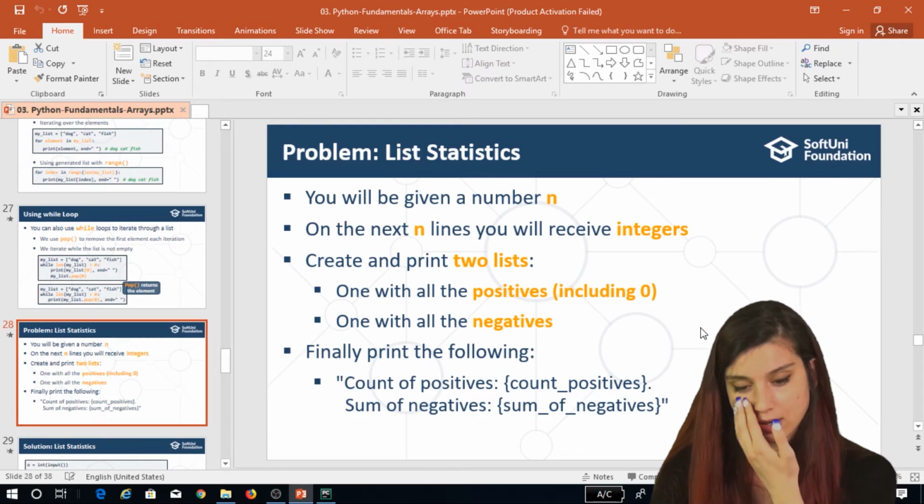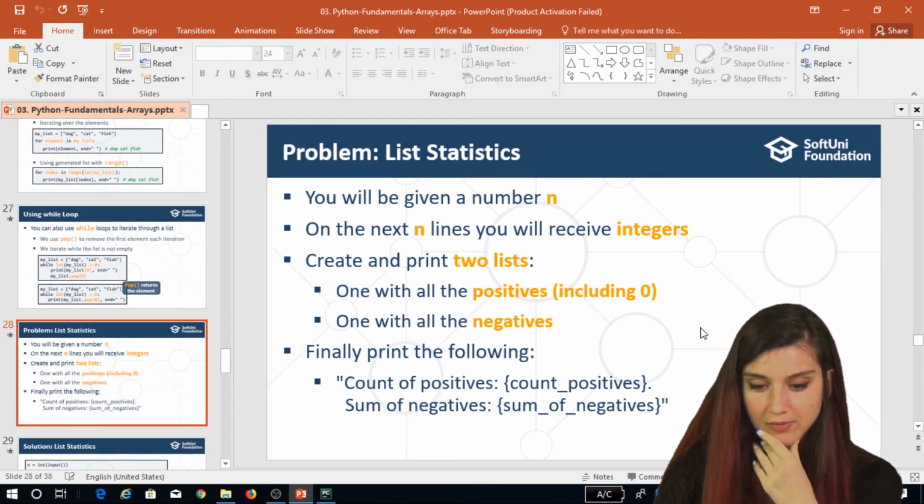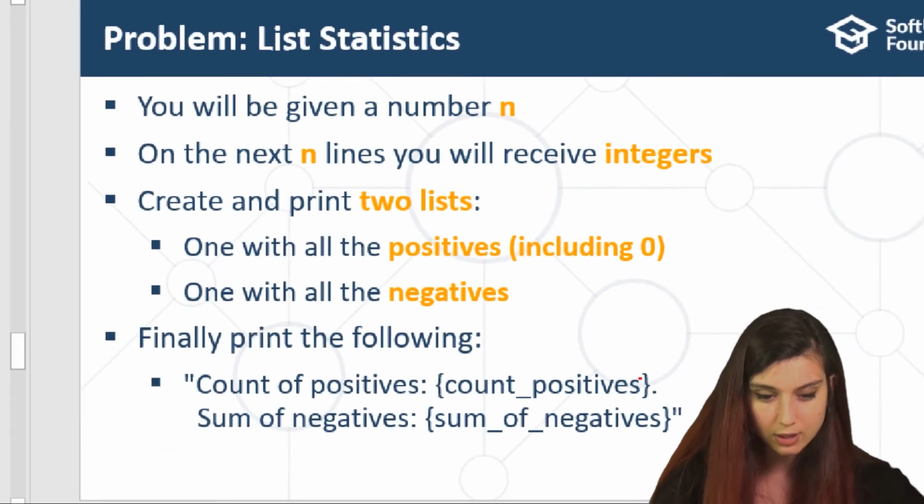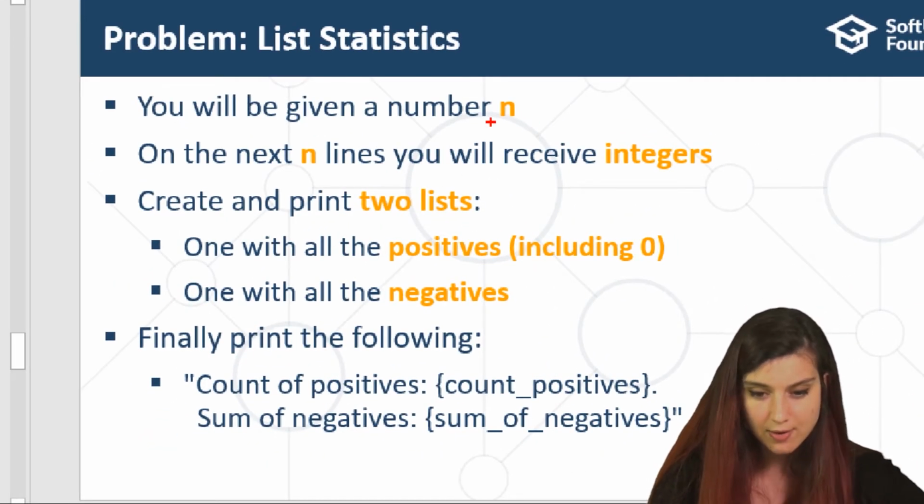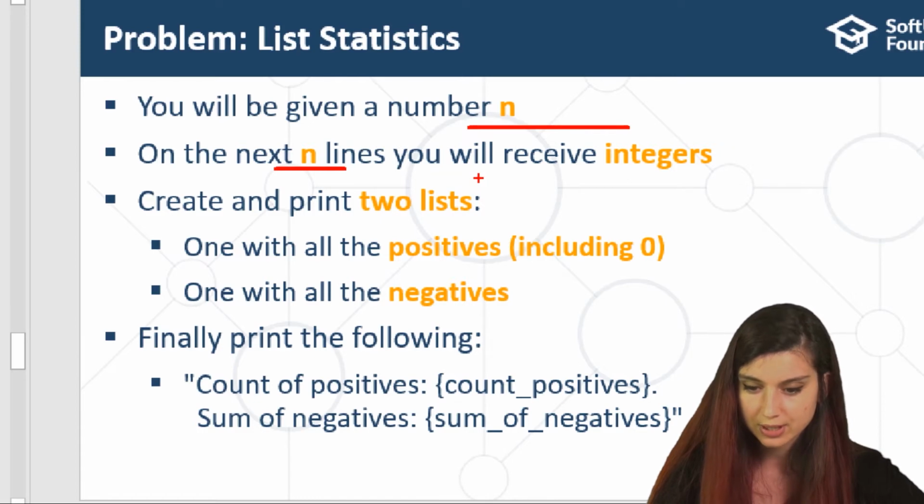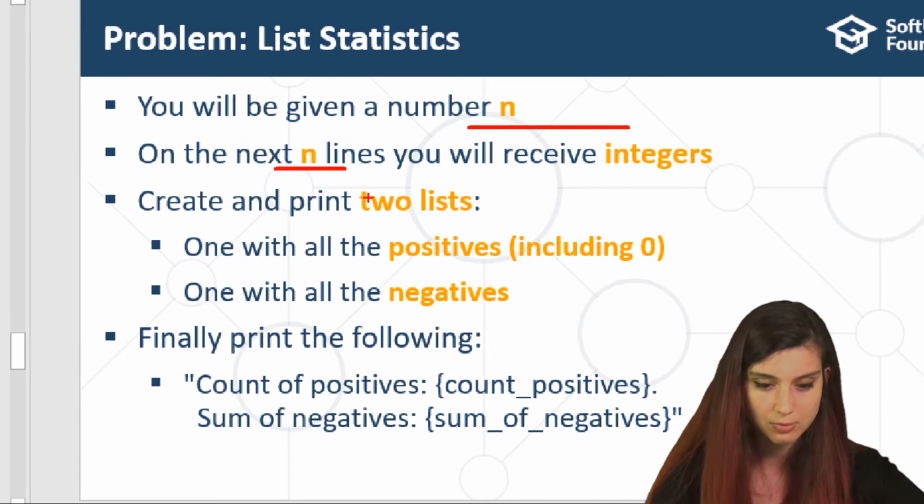Now we have a problem to solve, and this problem is very interesting. Let's see it closely and carefully. You will be given a number n. Okay, that's the previous one. On the next n lines, you will have to receive integers, n integers. Okay, it's like the previous one.